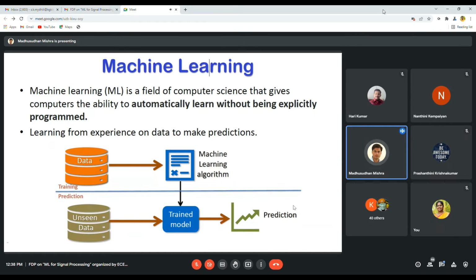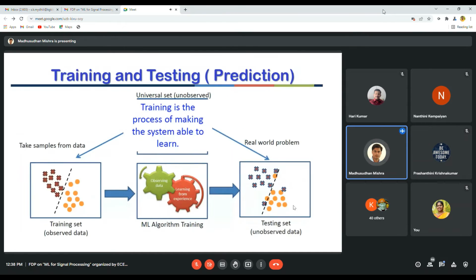So when we talk of machine learning, there are training and testing phases. First we have a training set. Say we have two training sets, normal and abnormal. It takes samples from the data. So we have a universal set of data which is unobserved.